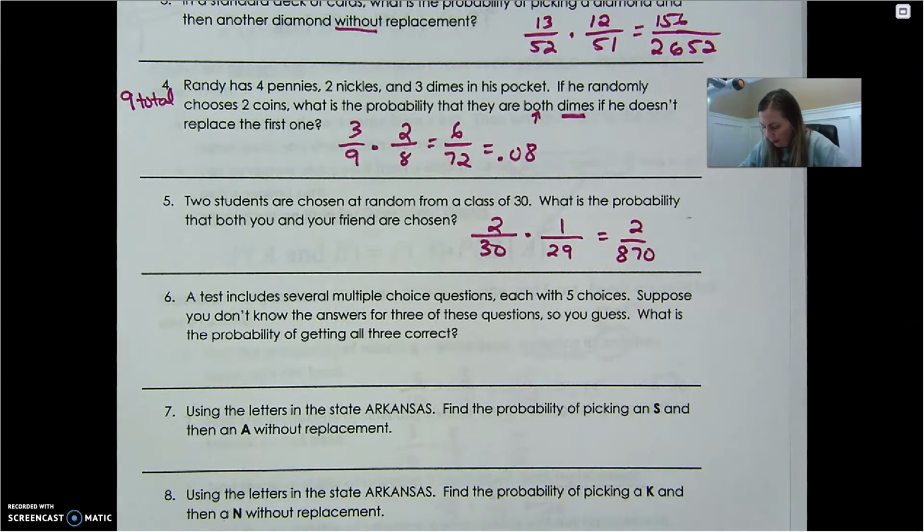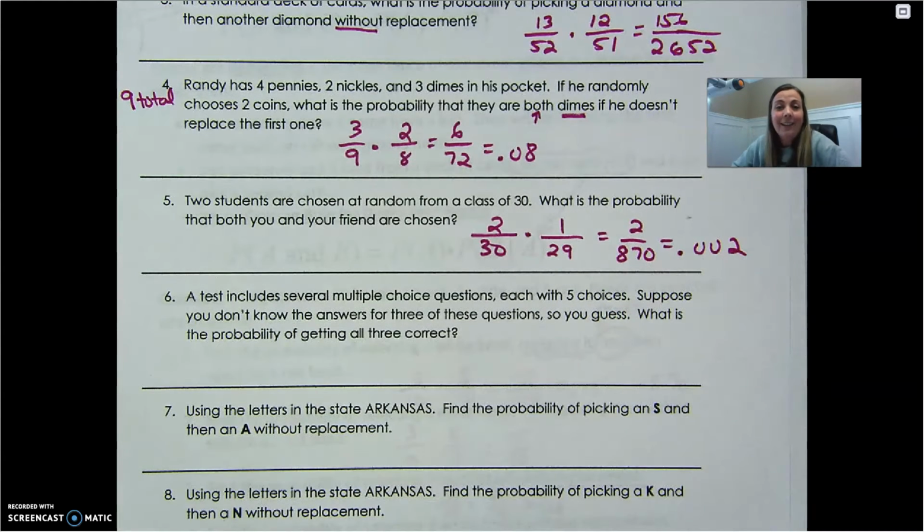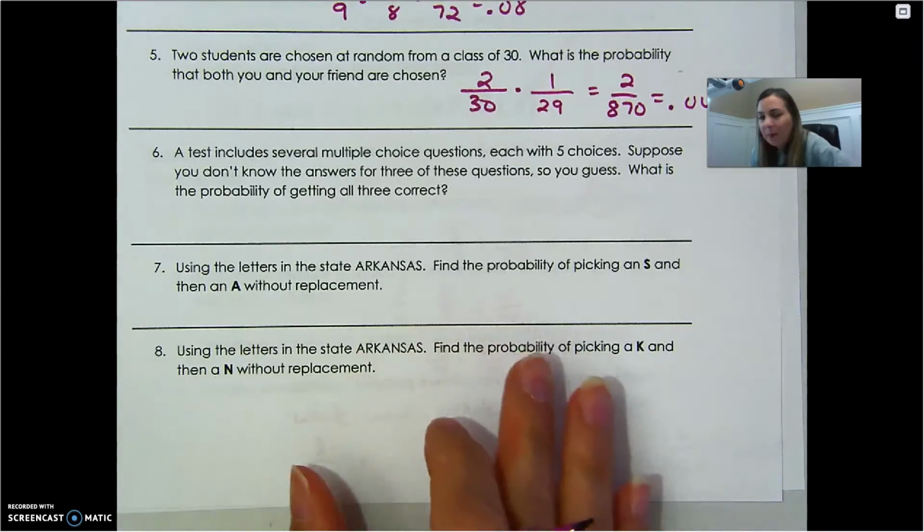2 divided by 870, 0.002, highly unlikely. So if you and your friend happen to be put together for a project and your teacher says, oh, I put you randomly together. No, you didn't. All right, highly unlikely. Your teacher probably put you together on purpose. Wasn't that nice? Okay, number 6.